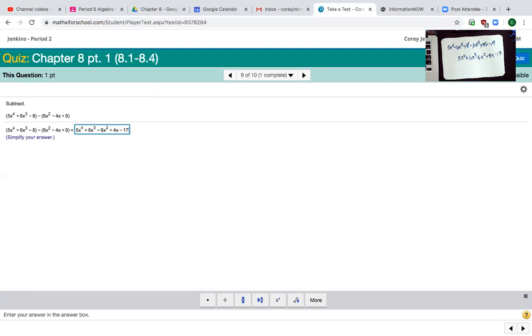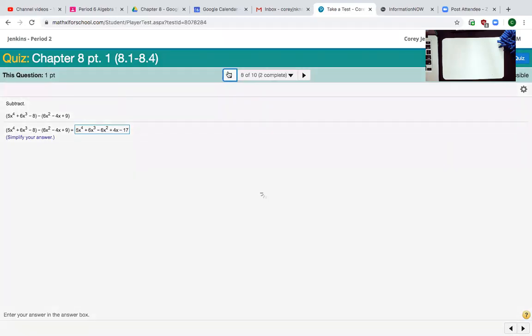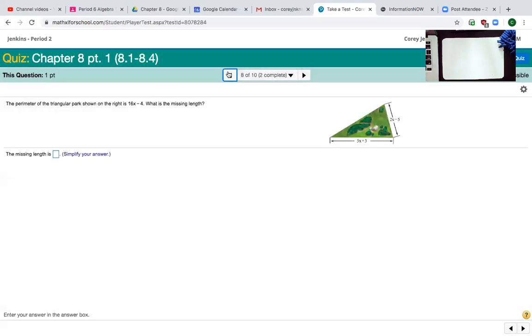All right, and then the next one, this was by far the most frequently missed question, was the word problem, which is normal. That usually is how it goes. So this was our most frequently missed question. Half of the people, 50% got it right, 50% got it wrong. 26 right, 26 wrong. So it says the perimeter of the triangular park is shown on the right as 16x minus 4. What is the missing length?